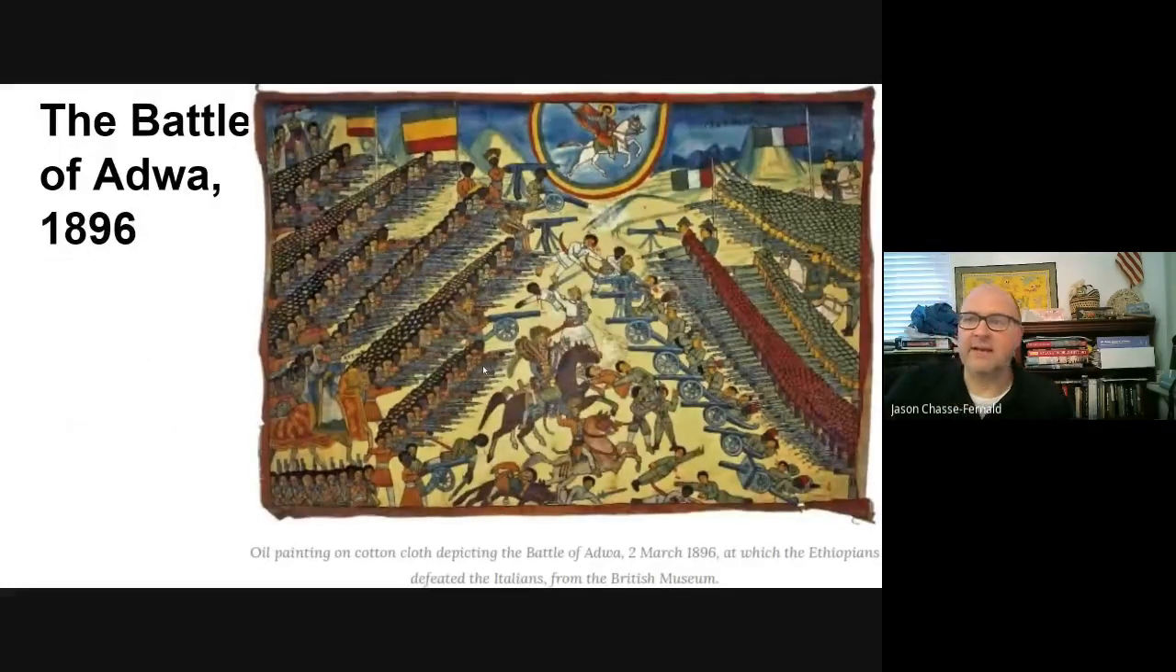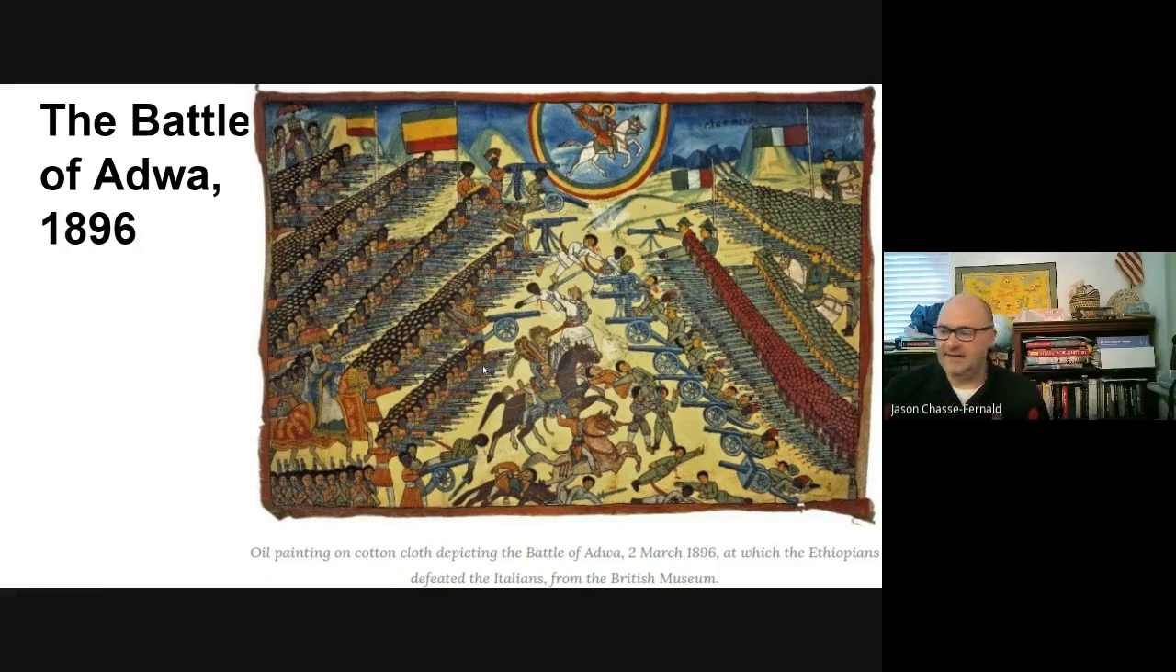This is a very well-known tapestry that looks at this. So in class, we typically look at this. And initially we just identify which side is the Italians, which side is the Ethiopians. Then we look at which side this tapestry is looking to glorify. What is the positive? Who's coming out better looking at this?